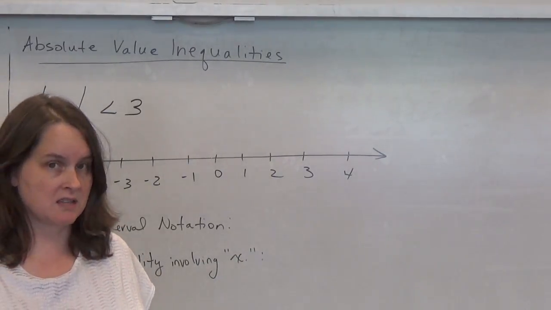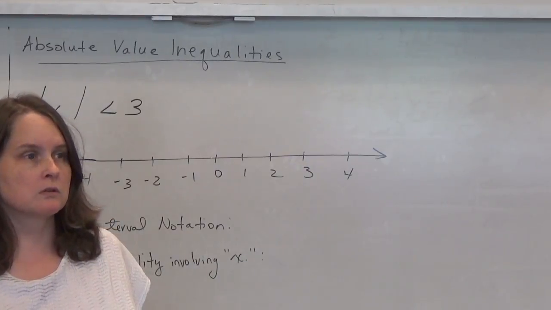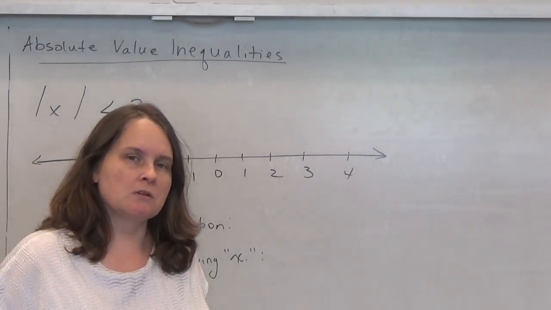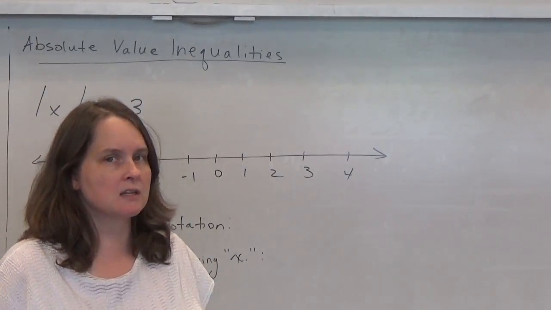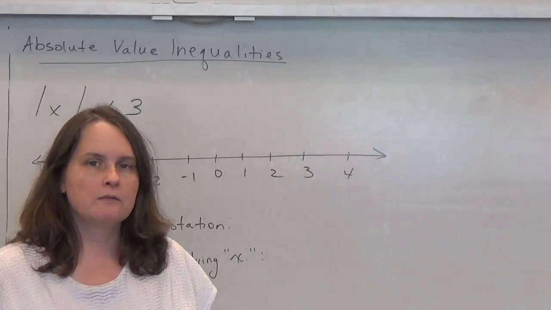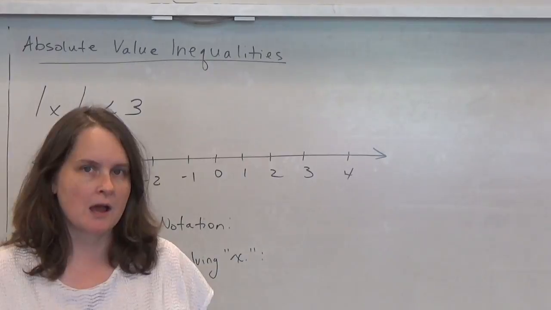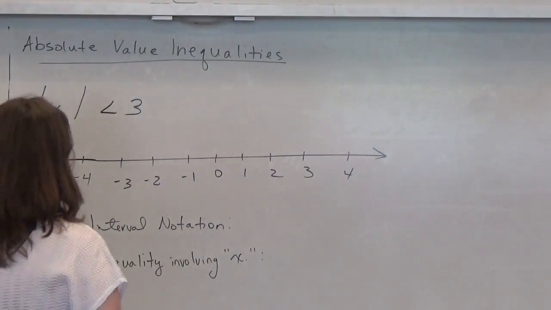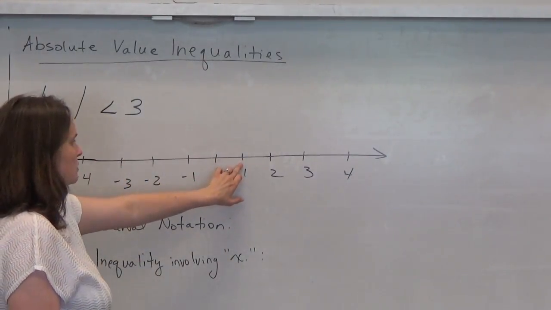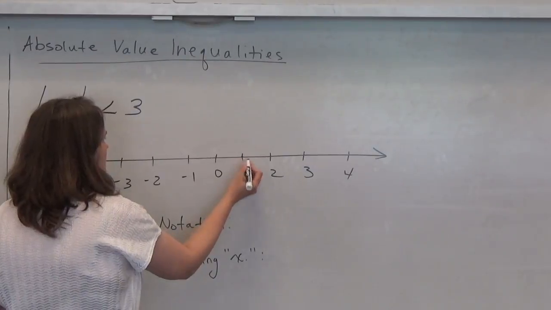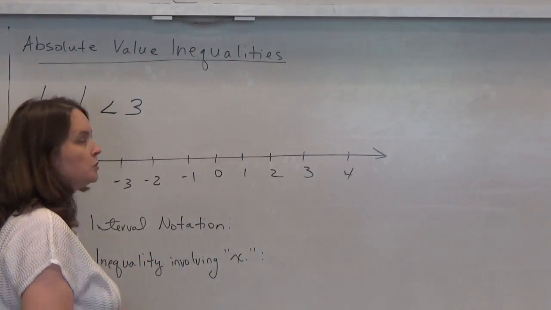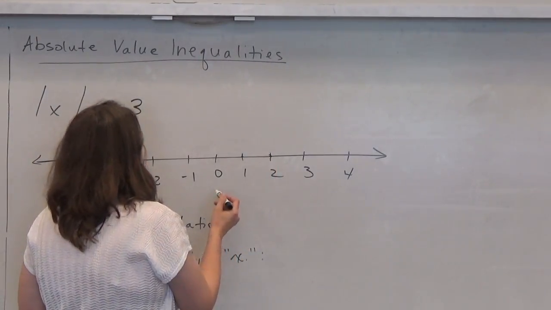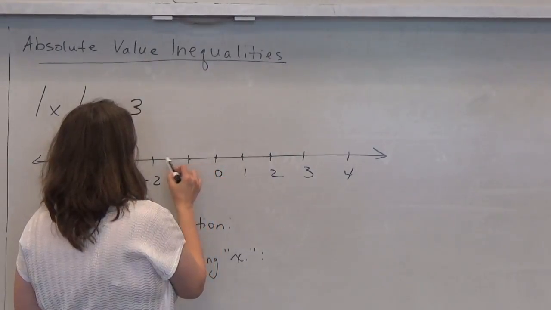For example, 7. Is 7 fewer than 3 spaces from 0 on the number line? No. So 7 is not a possible answer. Is 1 fewer than 3 spaces away from 0 on the number line? Yes, so 1 will satisfy this inequality. What other numbers are going to satisfy this inequality? You can color in the 1 on the number line if you want to. What about 2? 2 is fewer than 3 spaces from 0, so 2 can be included. Right? 0 can be included, negative 1, negative 2.